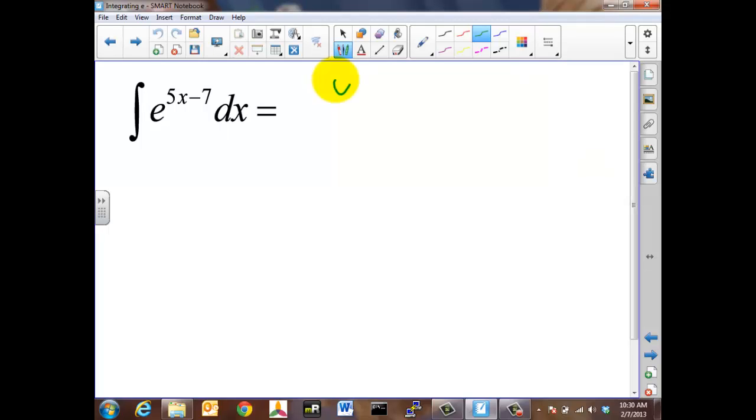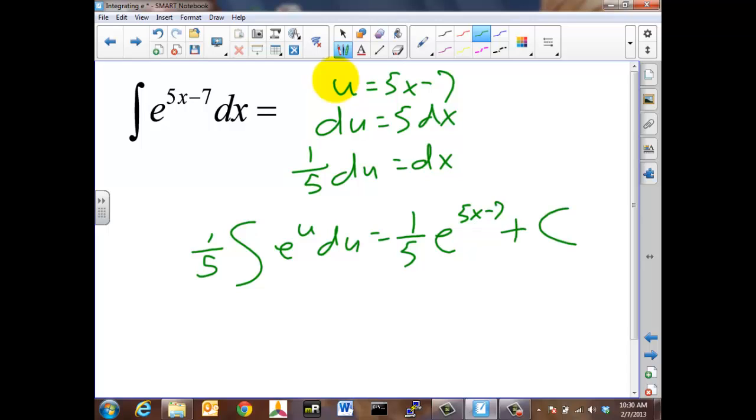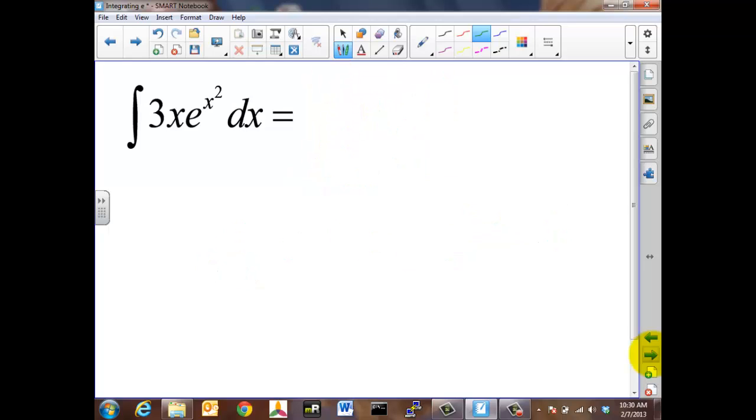So in this problem, u is 5x minus 7. So du is 5 dx, but we don't have a 5 in our problem. So I'm going to make it 1/5 du equals dx. Okay? Now if we do that, then we've got the integral. I'm going to put the 1/5 on the outside, e to the u du. So our answer is 1/5 e to the 5x minus 7 plus c. That's quite simple. Can't get much easier than that, can it? All right, good. Well, let's look.